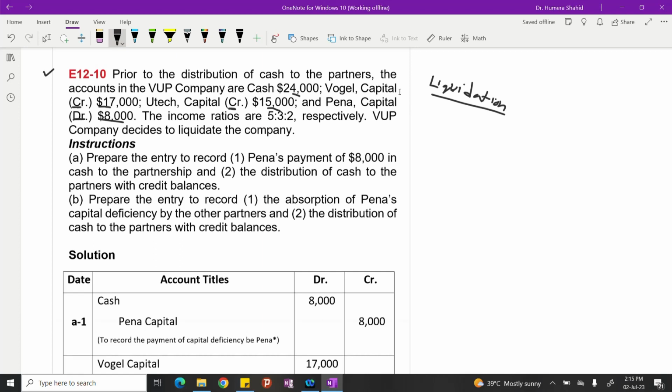It means it's a capital deficiency, right? Every partner has a credit balance, but PINA has a debit balance. So he should give this money to the partnership. He doesn't have a claim. Partnership has a claim on his personal assets.